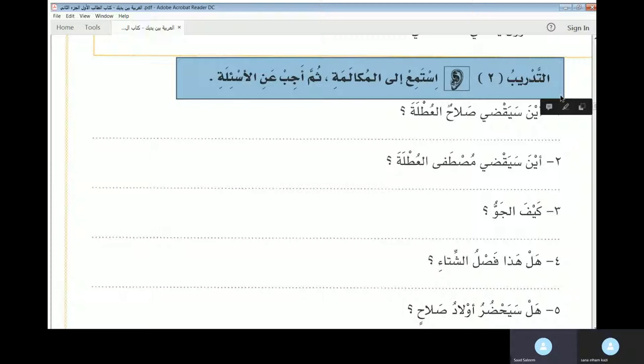Mustafa: Hal sayuhdiru al-awlada ma'aka? So will you bring your children with you? Salah: La. Zawjati marizatun. No, my wife is ill. Mustafa: Ana lan azhabu ila al-barri. Sa'azhabu ila al-shati.